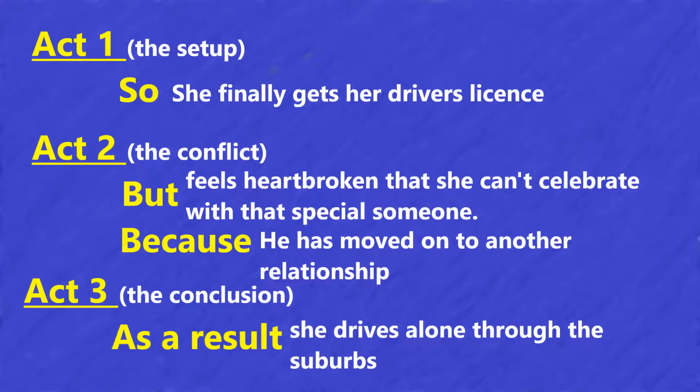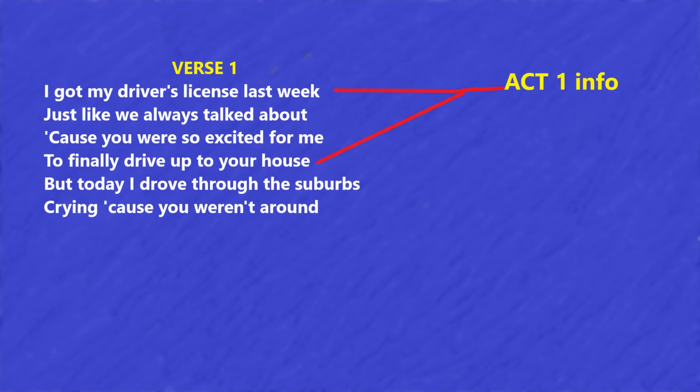It's a pretty straightforward way to plan out what you want to say in your song. Let's look at how this information is distributed throughout the song sections. The first verse draws mostly on the Act 1 setup information, and it also draws a bit from the Act 3 information. She finally gets her driver's license, but instead of celebrating, she's driving around crying.